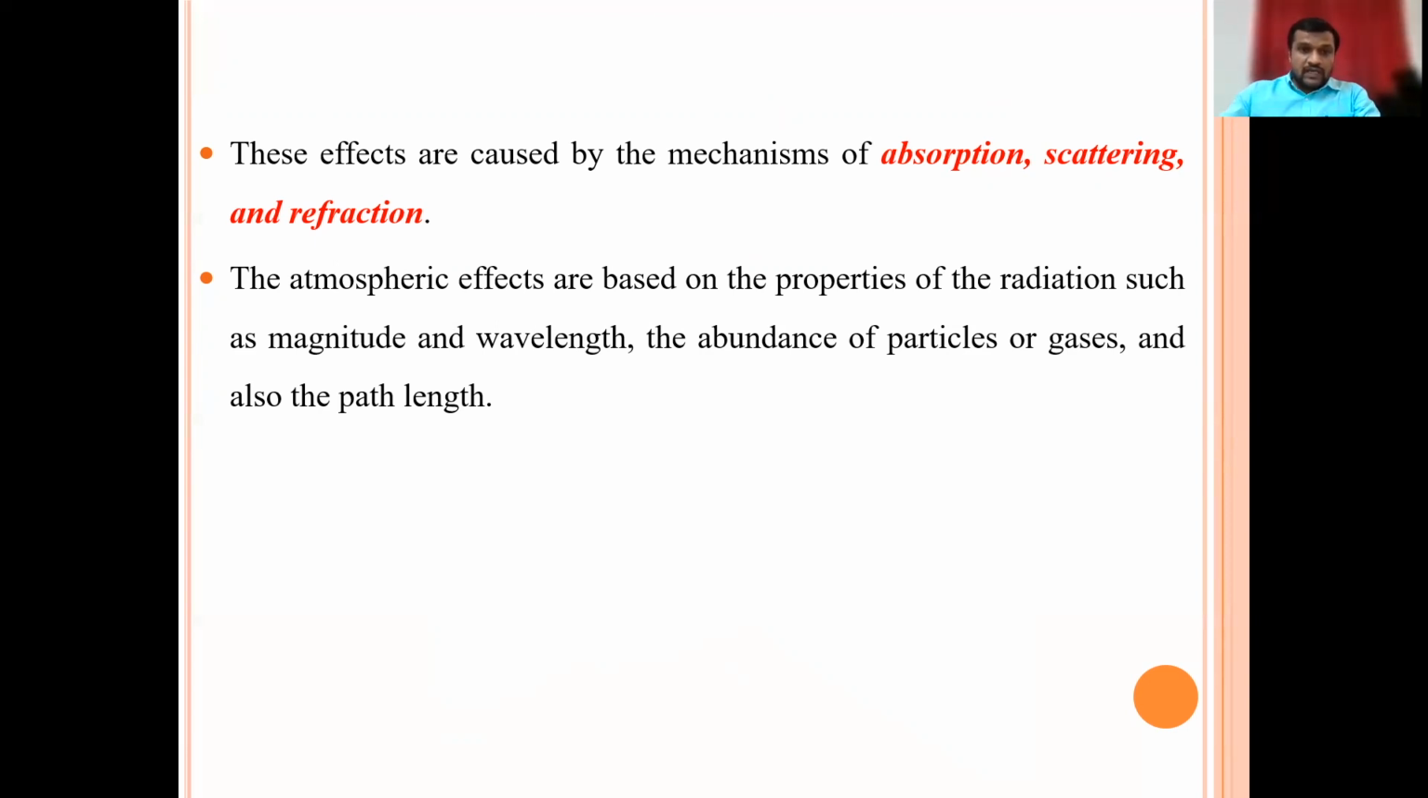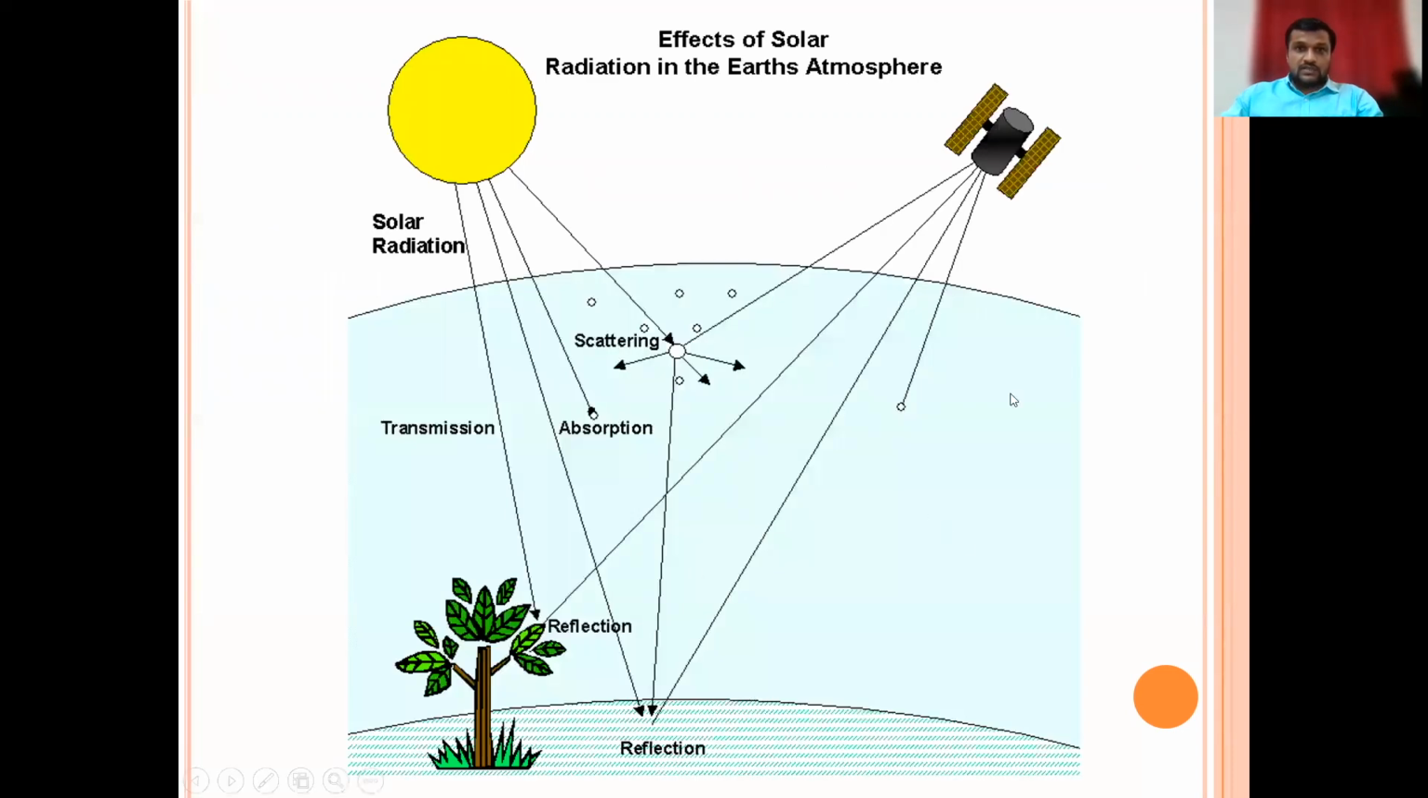So the atmospheric effects are based on the properties of the radiation, such as the magnitude as well as the wavelength, and the abundance of particles, gases, different types of atmospheric pollutants and other gases present in the upper atmosphere. Depending on the particle size, the wavelength, and the intensity of the incoming radiation, we may have different mechanisms and phenomena in the upper atmosphere. We can have the processes of absorption, scattering, and refraction. So this is how electromagnetic radiation interacts with the target.